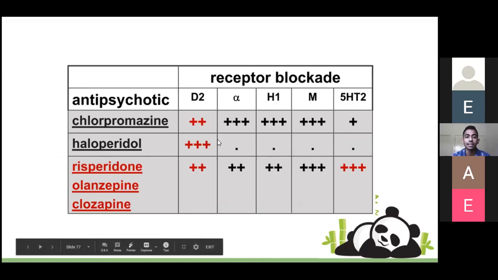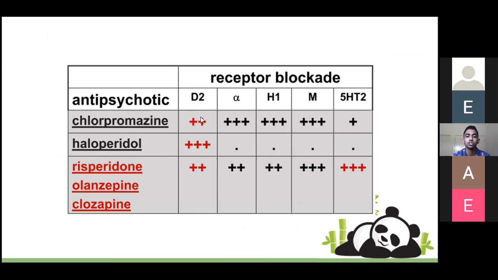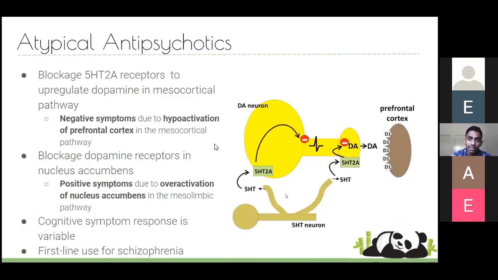This is a table to highlight that. So whereas chlorpromazine is plus plus for your dopamine, haloperidol is plus plus plus, so much worse. Cool. Atypical antipsychotics. So these are going to work in two different pathways. So remember, I was talking about prefrontal cortex and nucleus accumbens. So we'll talk about nucleus accumbens first.